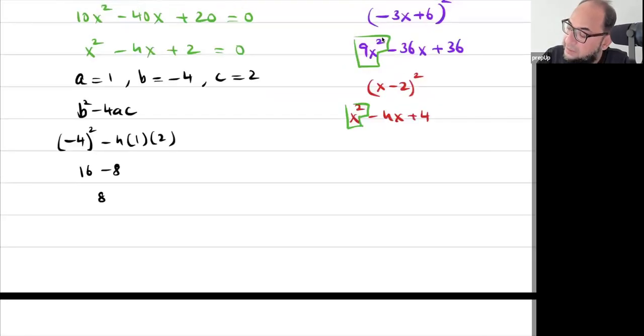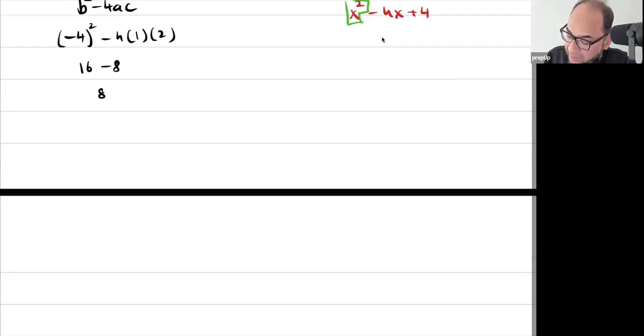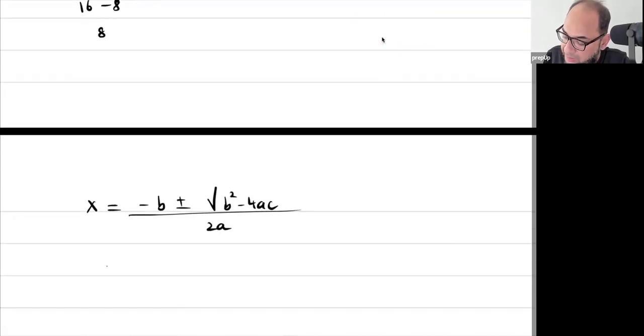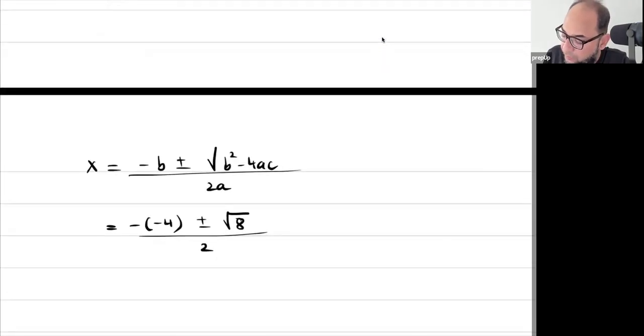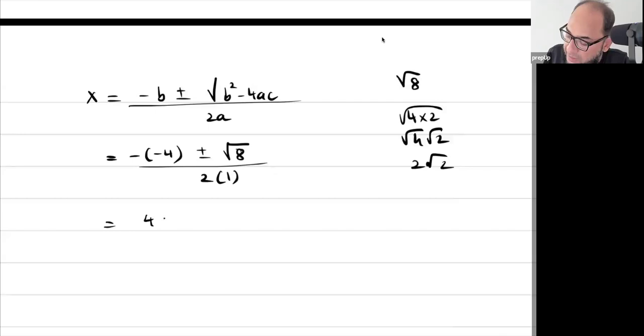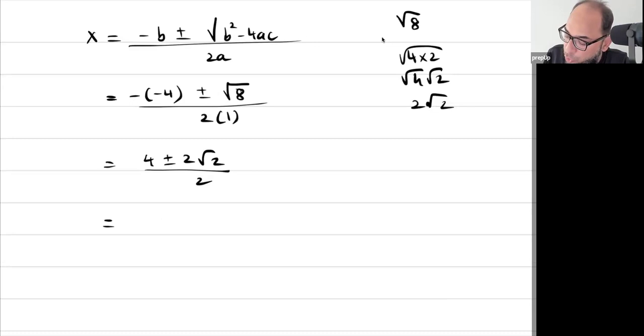And let me just add a page over here. So therefore x is equal to minus b plus minus square root of b square minus 4ac, the whole thing over 2a. So therefore this is minus of negative 4, plus minus square root of 8, divided by 2 times a. Value of a is 1. Now root 8 can be written as 4 into 2. That's root 4 root 2, which is 2 root 2. So this is 4 plus minus 2 root 2 divided by 2. And this is 2 plus minus root 2.